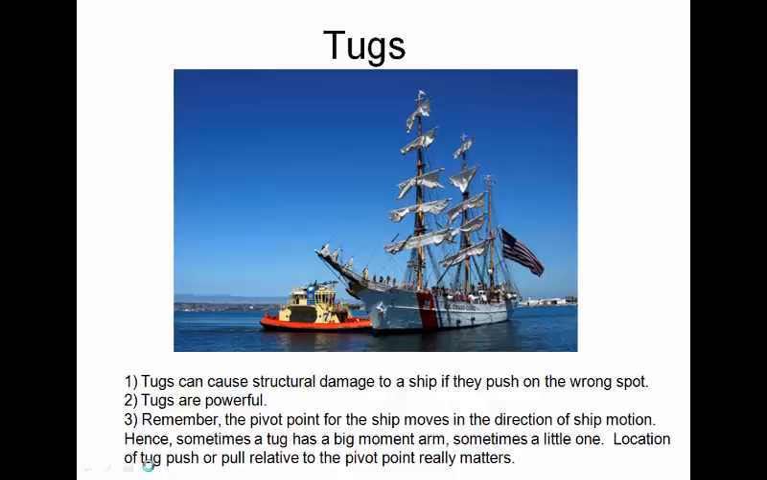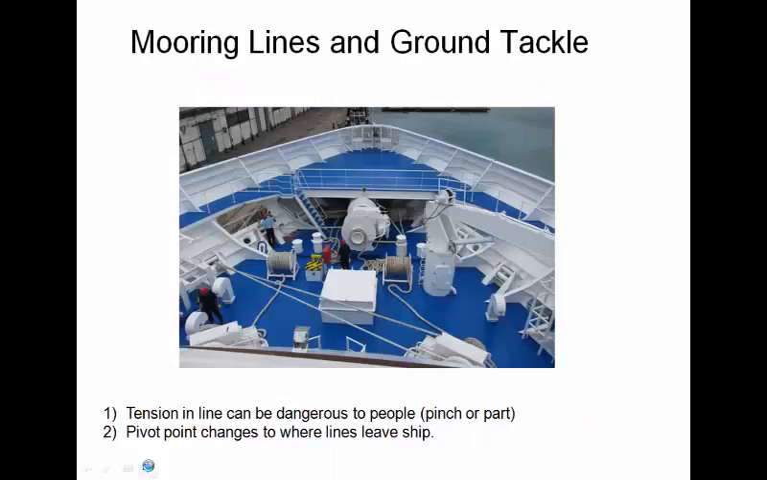So you have to be careful how you use tugs and where they touch your ship, and make sure communications between the pilot and the tug is good so that you don't end up damaging your ship during these evolutions. You can see here mooring lines and ground tackle. Mooring lines are here, ground tackle are housed up under this area. Those are where the anchors are.